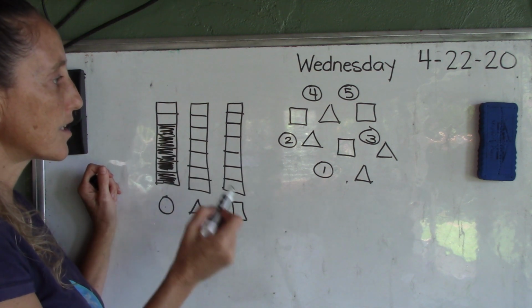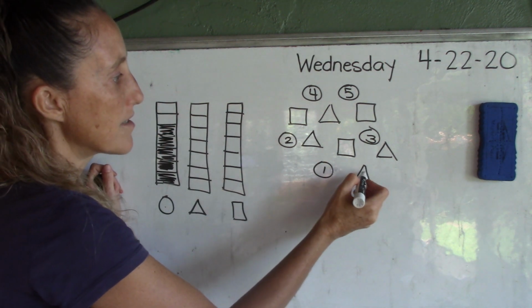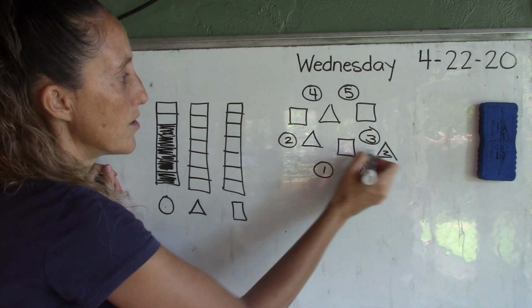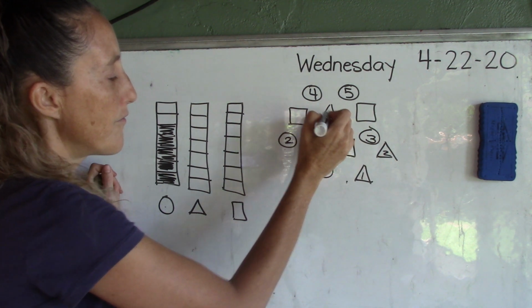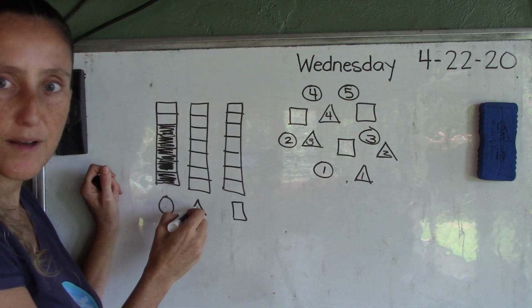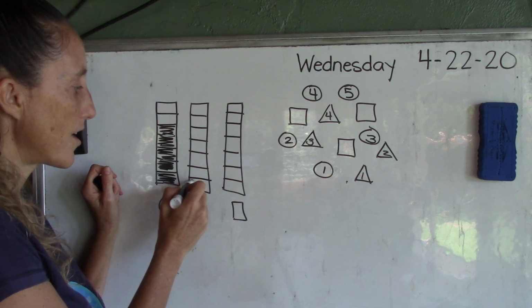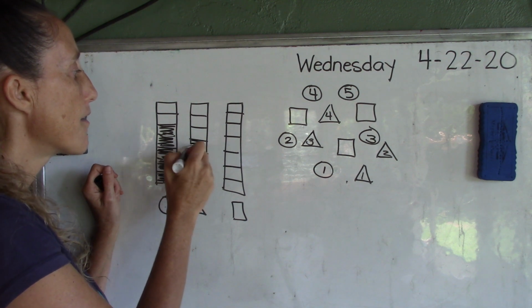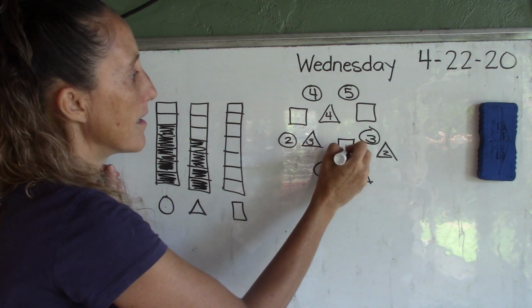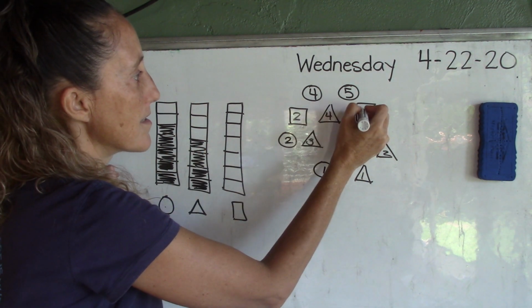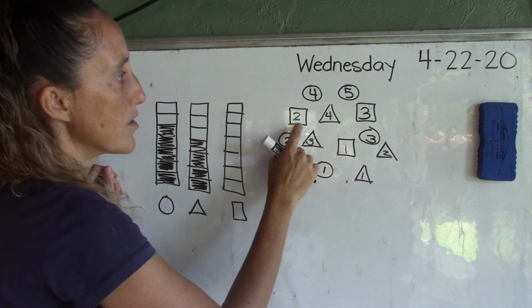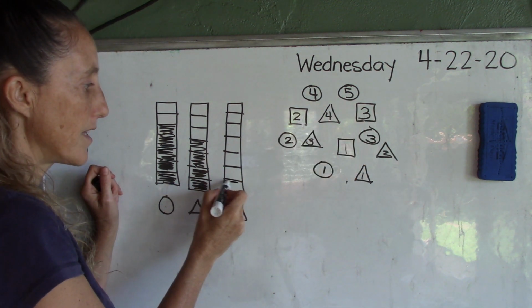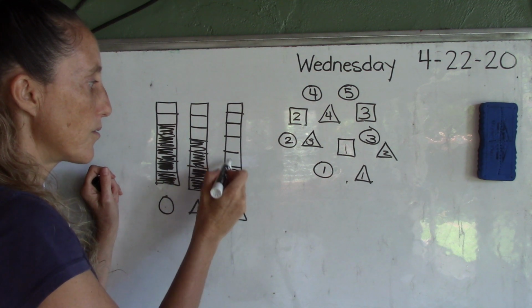And then I'm going to look at the triangles. How many triangles did I do? 1, 2, 3, 4. So let's fill in how many boxes? 4. Starting on the bottom. 1, 2, 3, 4. And then I want to see how many squares did I do? 1, 2, 3. So I fill in 1, 2, 3 boxes.